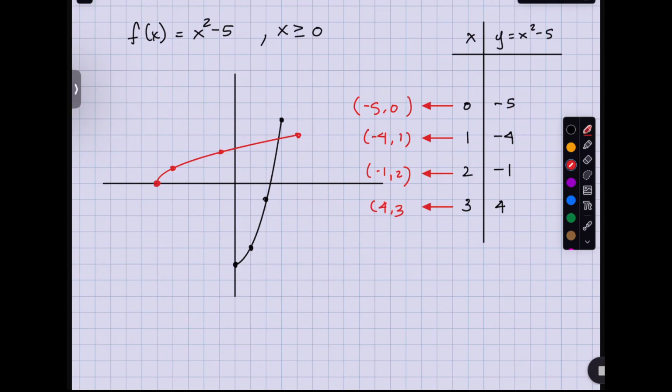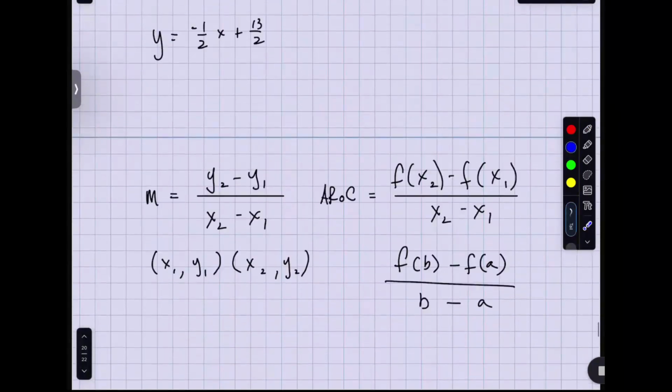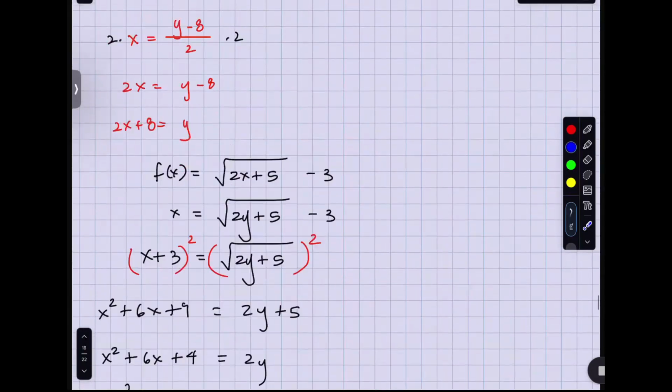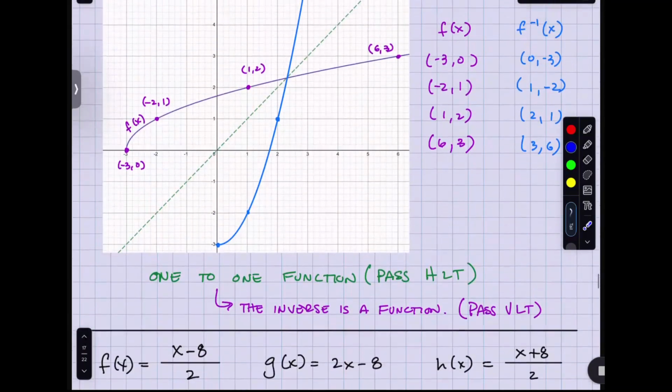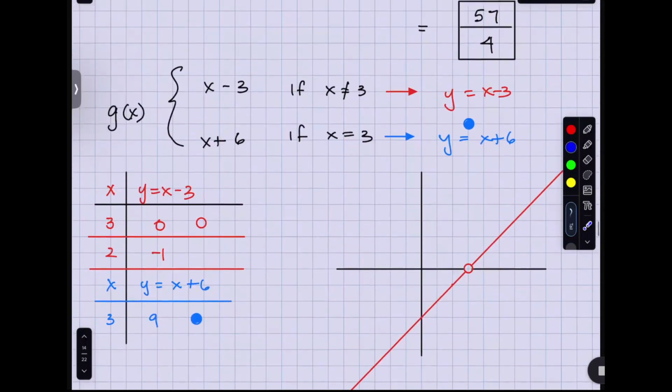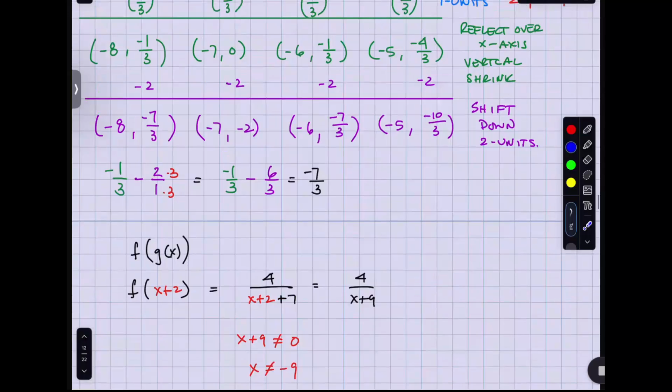I can see the confusion on finding points here versus a transformation. Because with the transformation, you got to know what the parent function is, right? Like with the transformation, right?